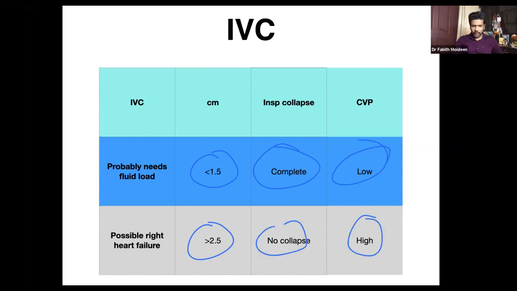Probably this is the only thing we can actually rely on, because with all the other measurements in between, the evidence is not very useful for us. So these two values are useful.